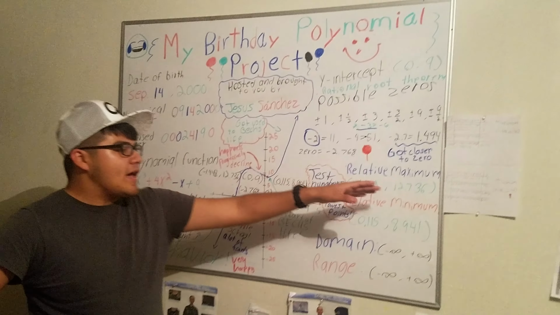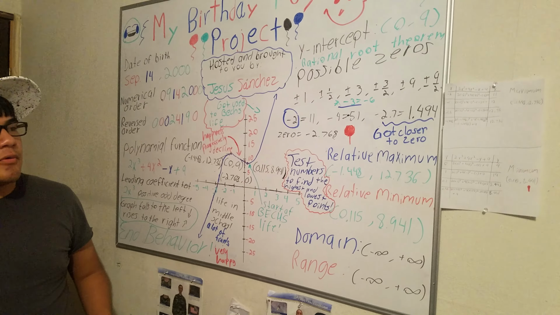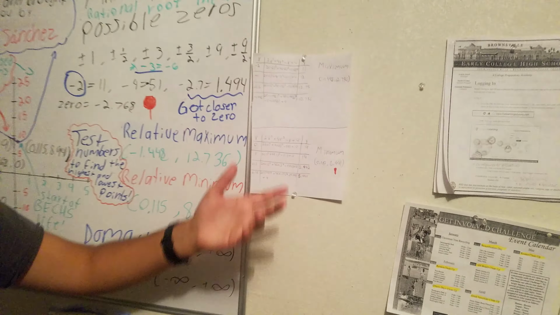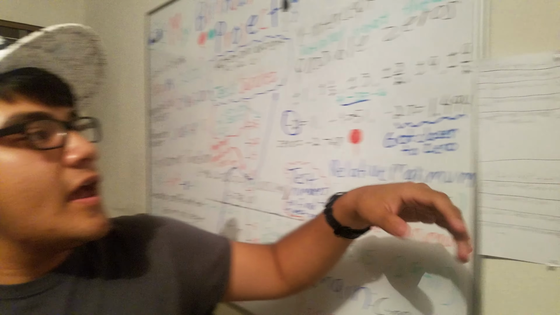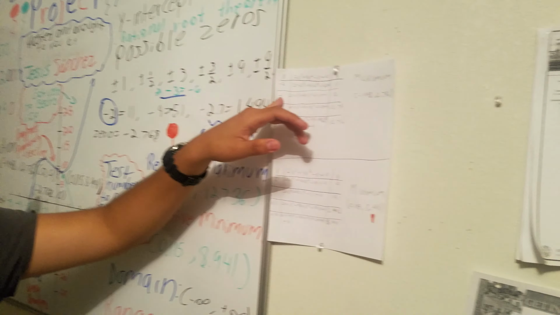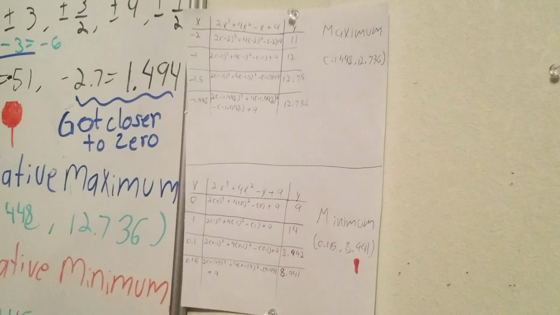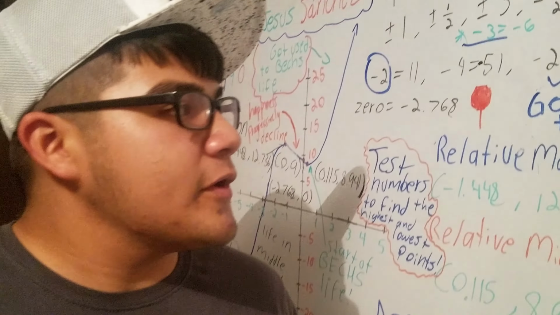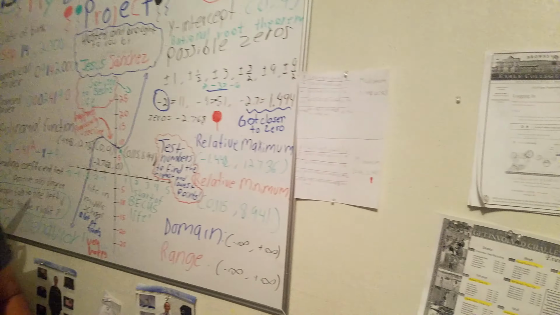Next we have the relative maximum and minimum. The way I found the relative maximum and minimum was by testing numbers to find the highest and lowest points possible. So here I have the work of what I did for the maximum and the minimum. I started substituting numbers. I started with negative 2 and it gave me 11. Next I got negative 1 and it gave me 12, and then negative 1.5 and it gave me 12.75, and I came to the conclusion that negative 1.48 gave me 12.736.